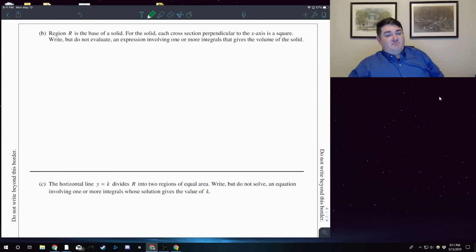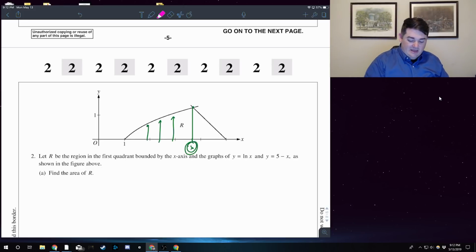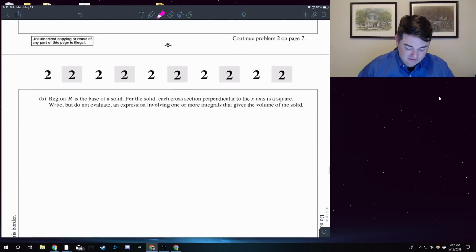B, region R is the base of a solid. Each cross-section perpendicular to the x-axis is a square. If you're in my class, you're thinking sad x, integral area dx. So write but do not evaluate an expression involving one or more integrals to give us the volume of the solid. So this is sad x, but just like in part A, you need to break it up at this x value right here. So you're going to do integral area dx from 1 to the intersection, and then plus integral area dx from the intersection to 5. So that's a little bit sneaky.